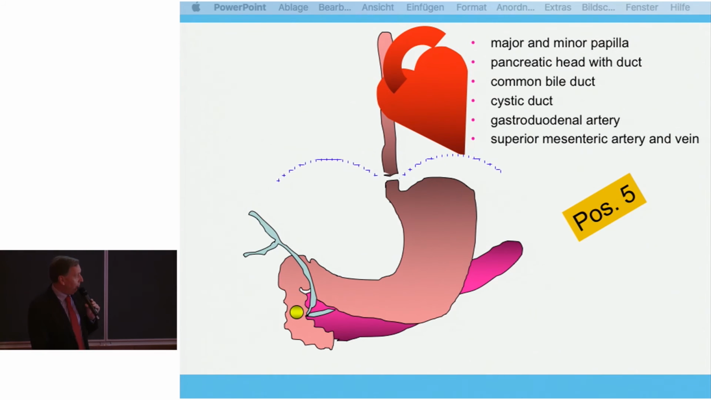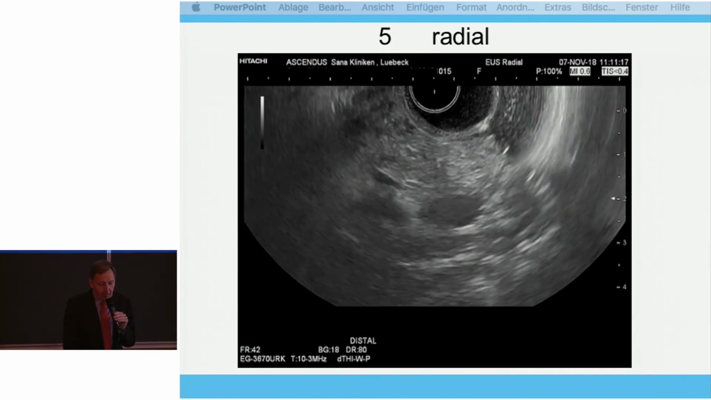At level 5, we are at the level of the papilla, together with the major and minor papilla, the pancreatic head, the common bile duct, the cystic duct, and sometimes the gastroduodenal artery, together with the superior mesenteric artery and vein. These both vessels are your guiding structures to find the common bile duct.